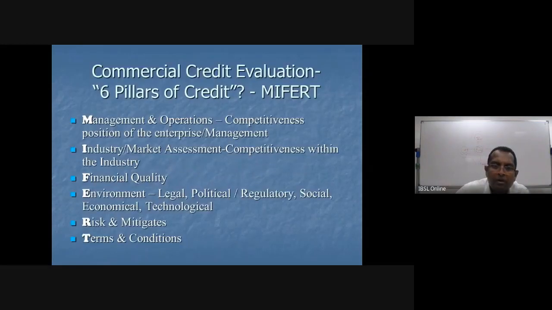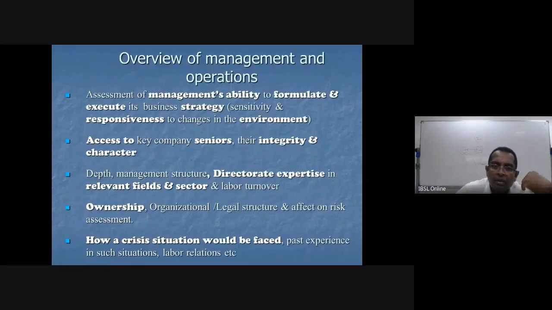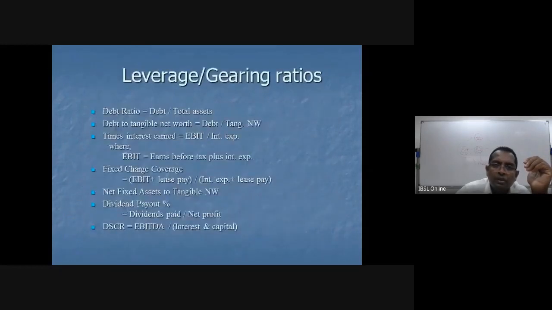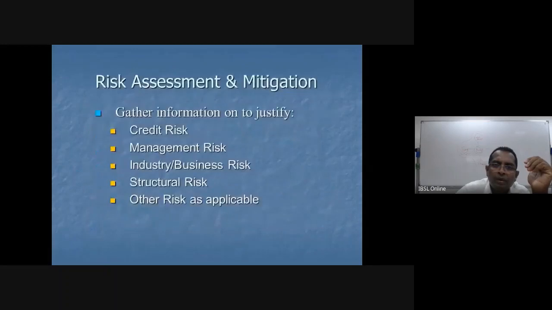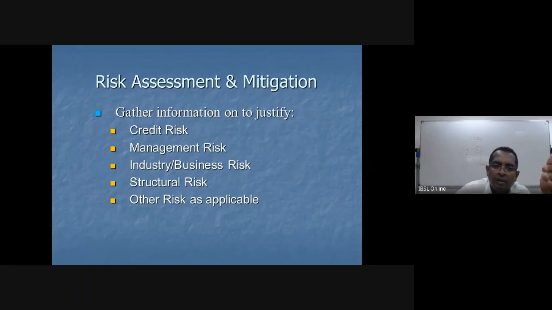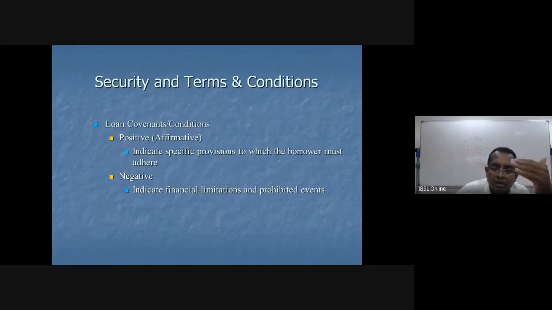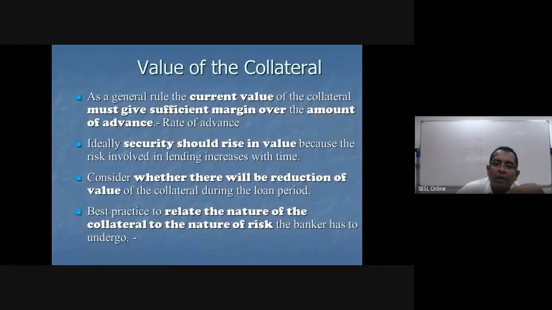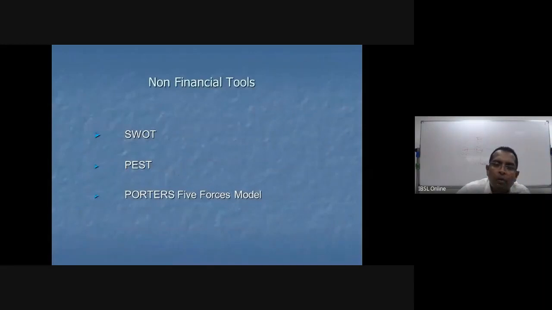Then corporate credit, we use MIFERT, M-I-F-E-R-T: management, industry, financial, those things, right? We discuss these factors, financial ratios, profitability, risk, and terms and conditions. Risk, these are different risks. Then you have terms and conditions, different types, positive and negative. Then security, value of collateral. I told you the collateral thing.